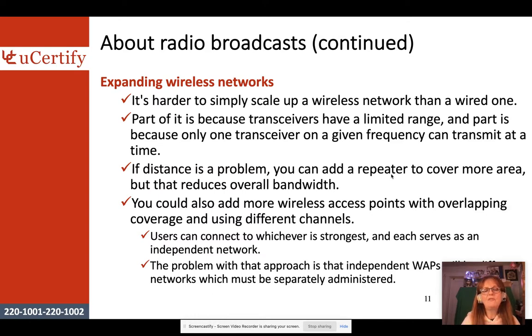So you do have a few things you can do. You can add a repeater, also called a Wi-Fi extender, to cover more area, but the problem with those is that they reduce bandwidth. They're fine if you don't care about that. For example, I have one repeater in my house. It repeats to my neighbor's house. My neighbor is this sweet little old lady who can't afford internet on her limited income. So I have a repeater and she uses the internet on her cell phone, and that's all.